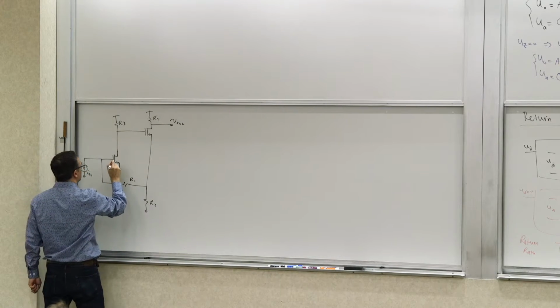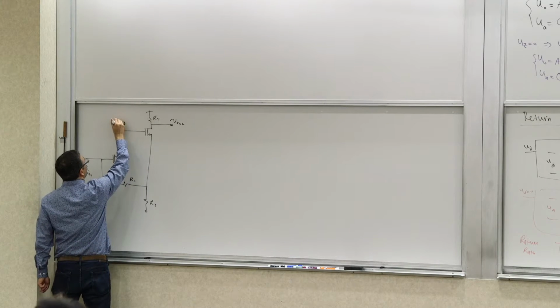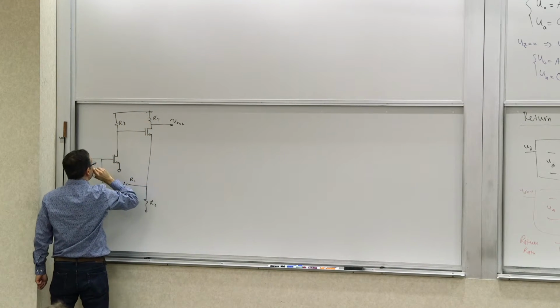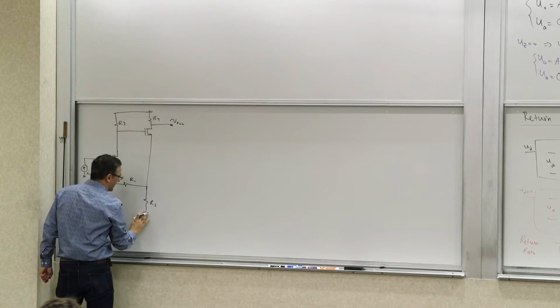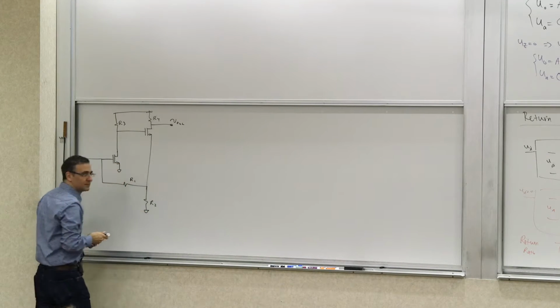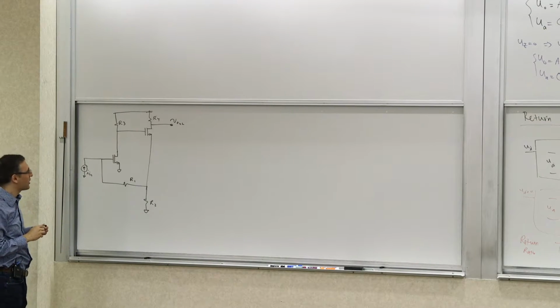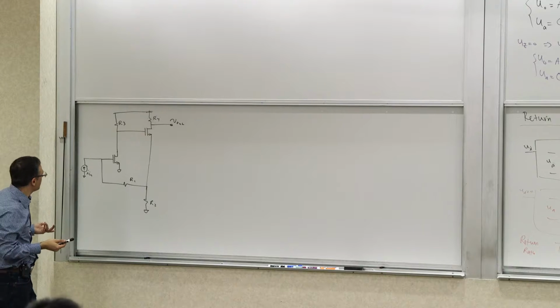So this is a circuit we looked at before from an asymptotic transfer function, H infinity perspective, but we are going to do the full analysis for it now and see how things change. So what do we have here?